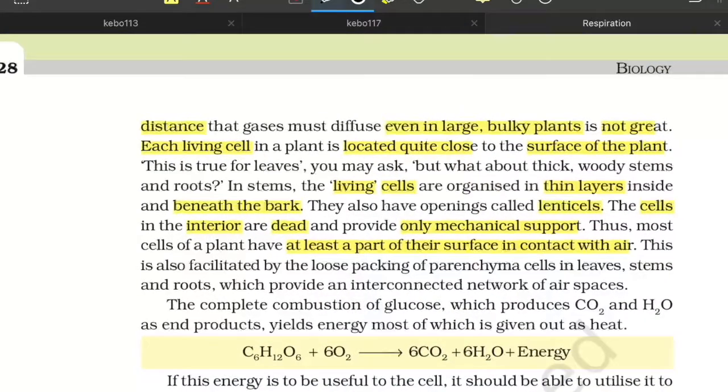Yes. And the other point is that the openings are lenticels and the interior is dead. Mechanical support, we've already seen this, so we are moving on. Okay.